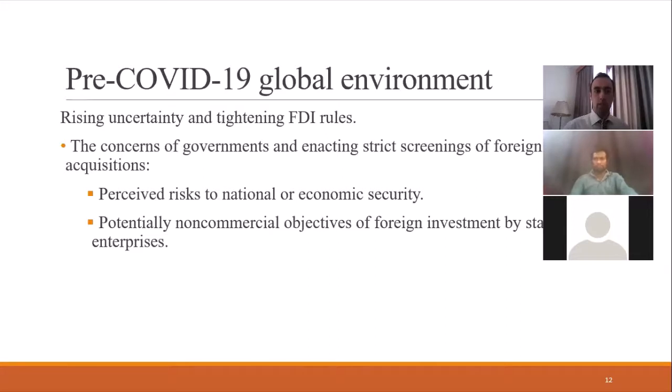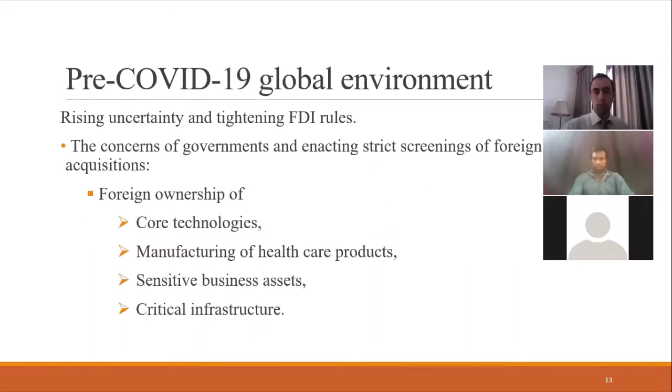Okay, the concerns of governments in enacting strict screening of foreign acquisitions. What is the reason behind it? The first reason is perceived risks to national and economic security. The second reason is potentially non-commercial objectives of foreign investment by state-owned enterprises. The other reason is foreign ownership of core technologies, manufacturing of health products, healthcare products, sensitive business assets, and critical infrastructure.